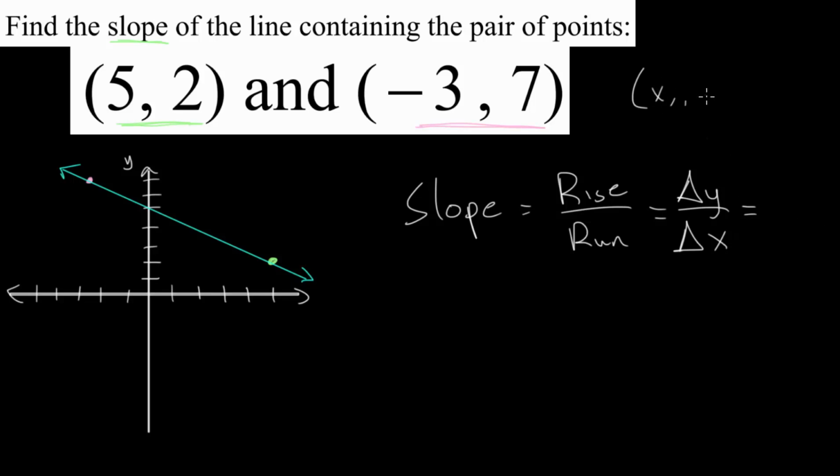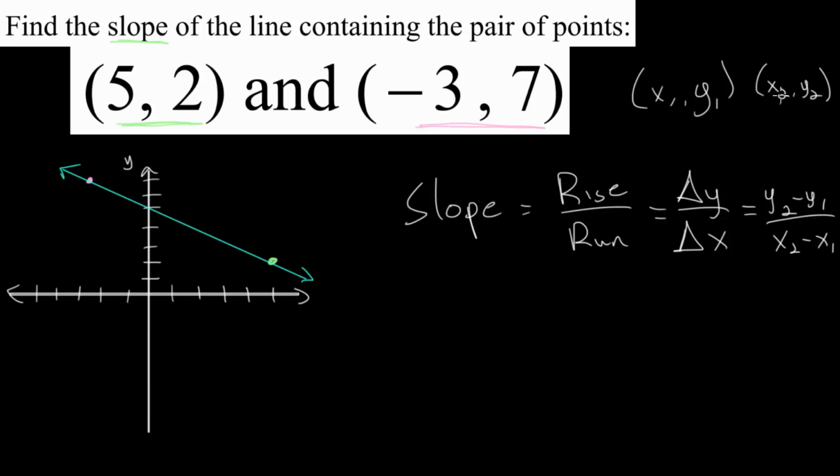Let's say we have x1, y1, and we have another point at x2, y2. Then for the difference in the y values, we just take the bigger one and subtract the smaller one, and we do the same for the x values. We have x2 minus x1, though I should be careful. This value for x2 and y2 doesn't necessarily have to be bigger than x1 and y1. We just labeled it x2, y2 arbitrarily. Just make sure you're consistent with these.